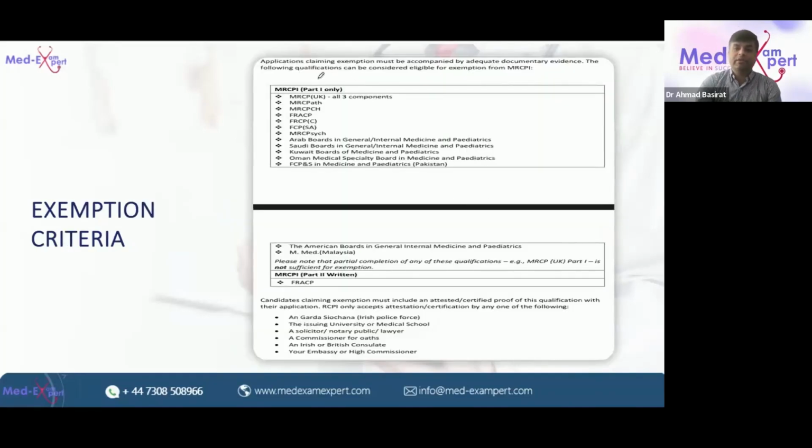Okay, so these are the exemptions which make you eligible to become exempt from Part 1 only. This is the list of qualifications which make you eligible to be exempted from Part 1 only. These include MRCP UK, all three components, so you can skip the Part 1 written examination. Or MRC Path, MRCPCH, FRACP, or FRCP, FCP, MRCP Psych. Or you are from Kuwait Boards of Medicine and Pediatrics, or Oman or Saudi boards. So these are the qualifications which can make you exempt only from MRCPI Part 1.